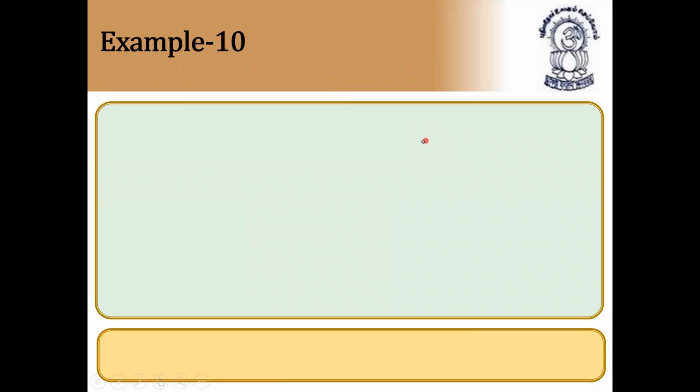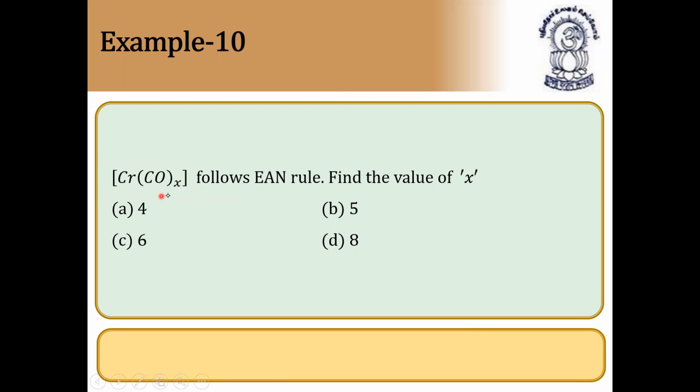Next question. Cr(CO)x follows the EAN rule. Find the value of x. What is the EAN rule? Effective atomic number. How to find the effective atomic number of the metal? Z minus oxidation state plus 2 into coordination number. What is x? Number of ligands, the coordination number.